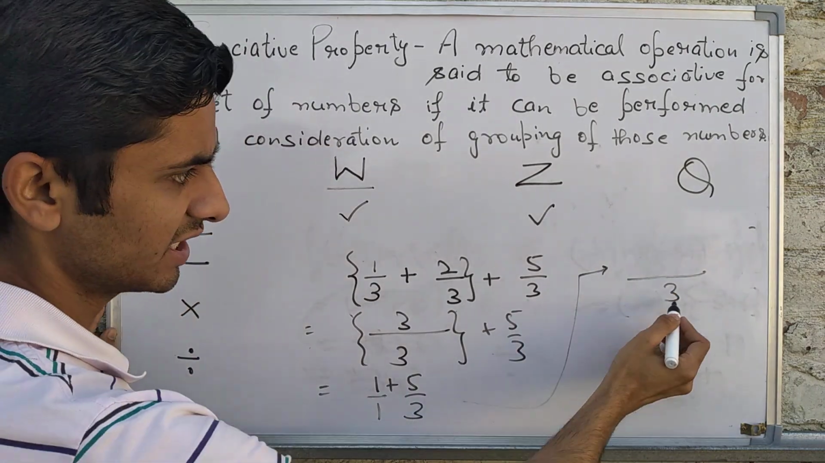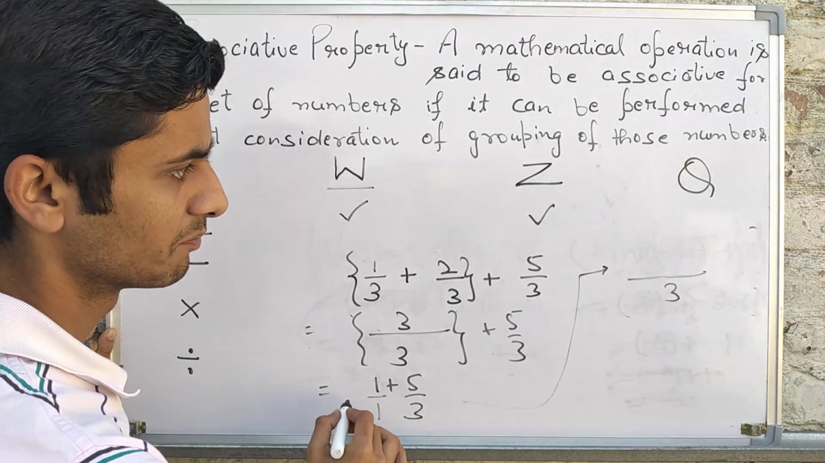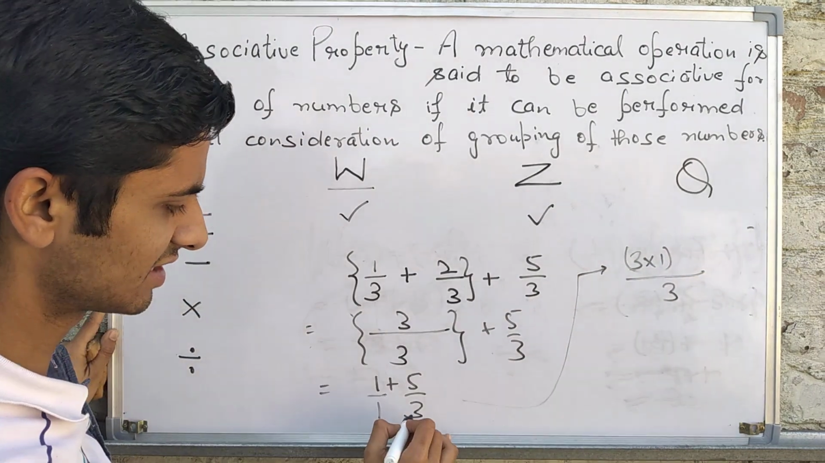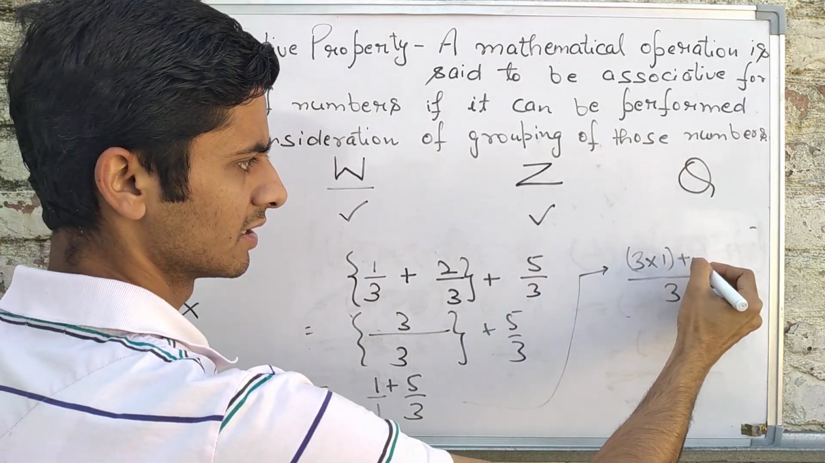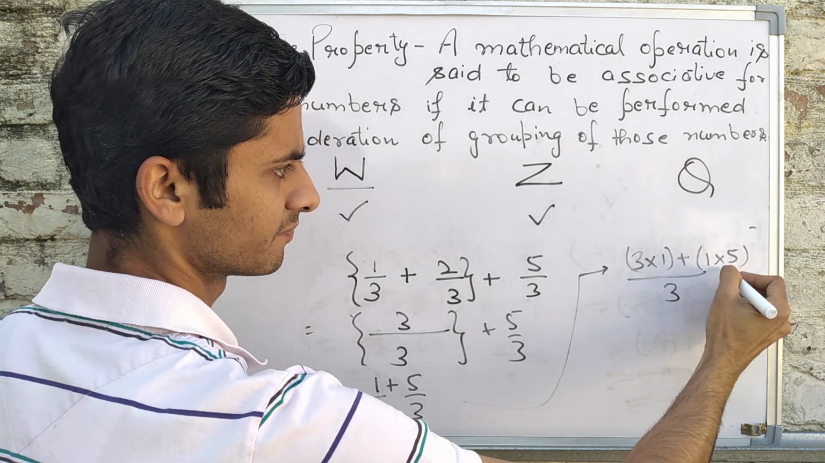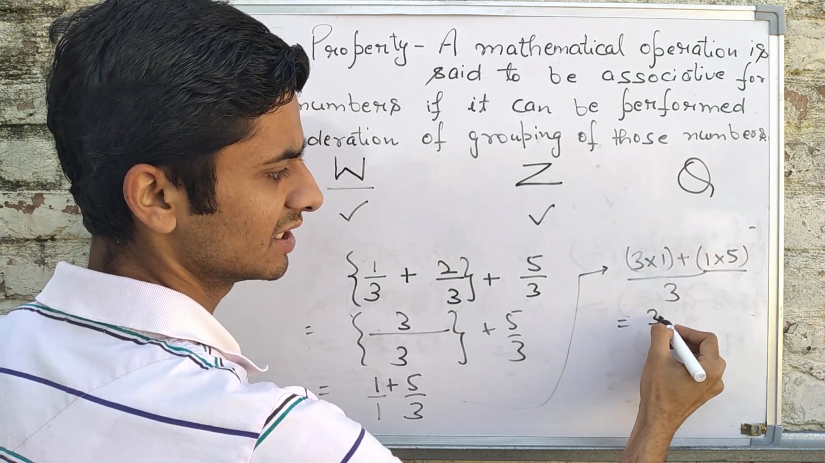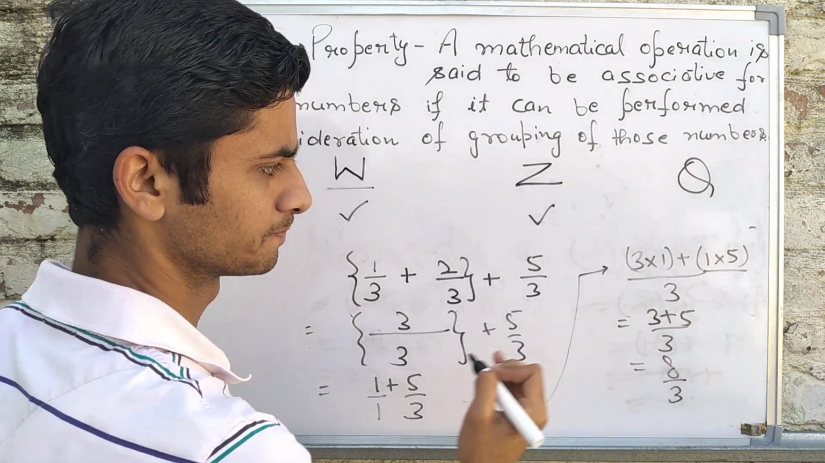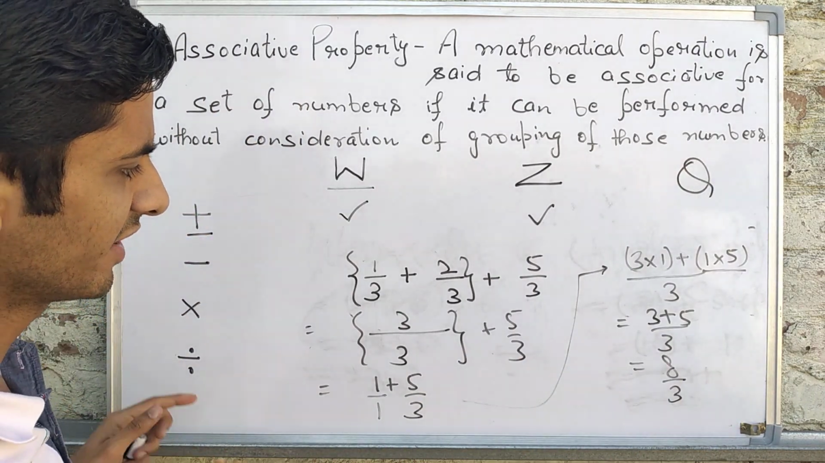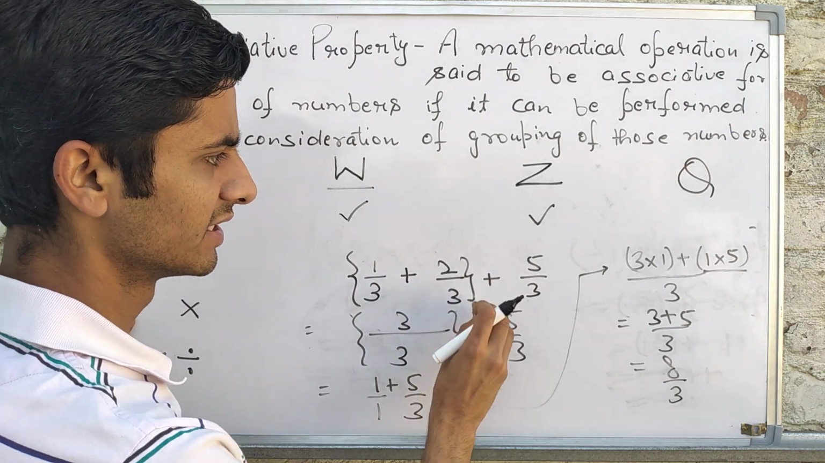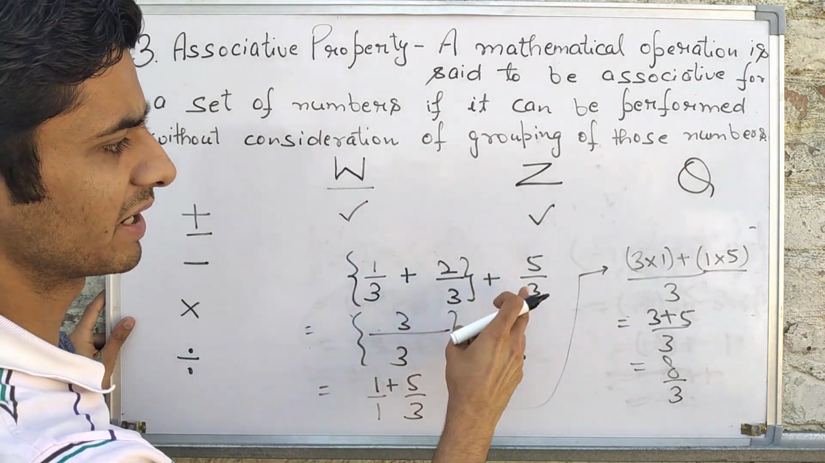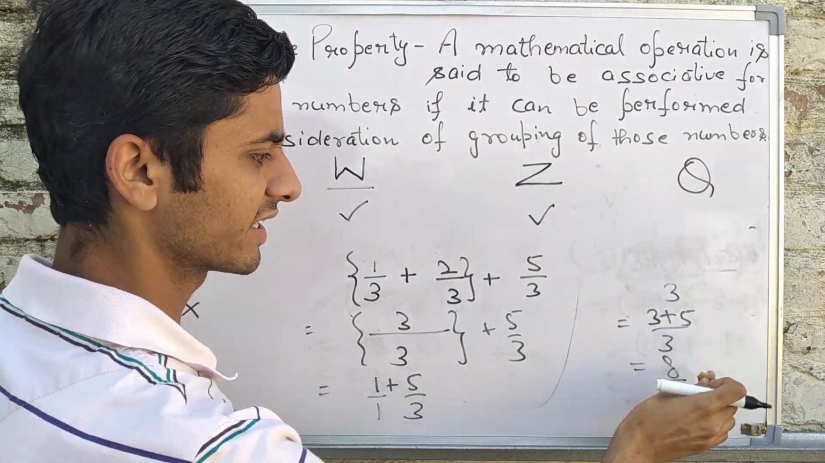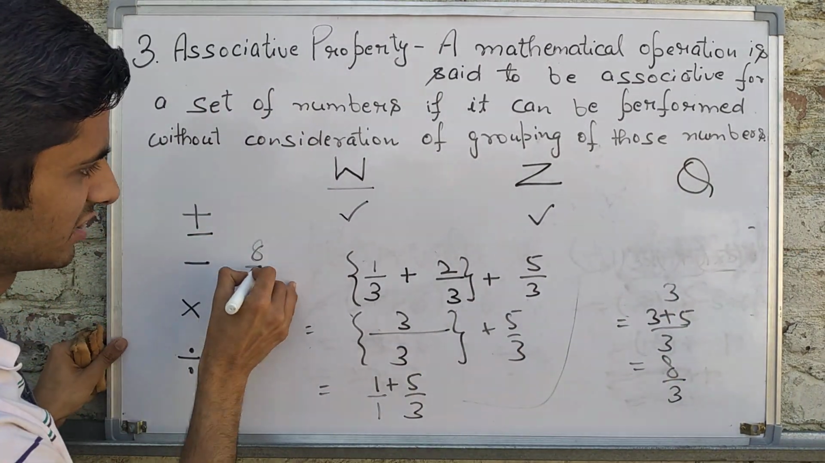3 divided by 1, 3 multiplied by 1. This is how we solve it. 3 divided by 3, 1 multiplied by 5. It comes out to be 3 plus 5 upon 3, which is 8 upon 3. Now, if I solve it in another way, by combining the other two numbers, take care of the answer. The answer was 8 upon 3.